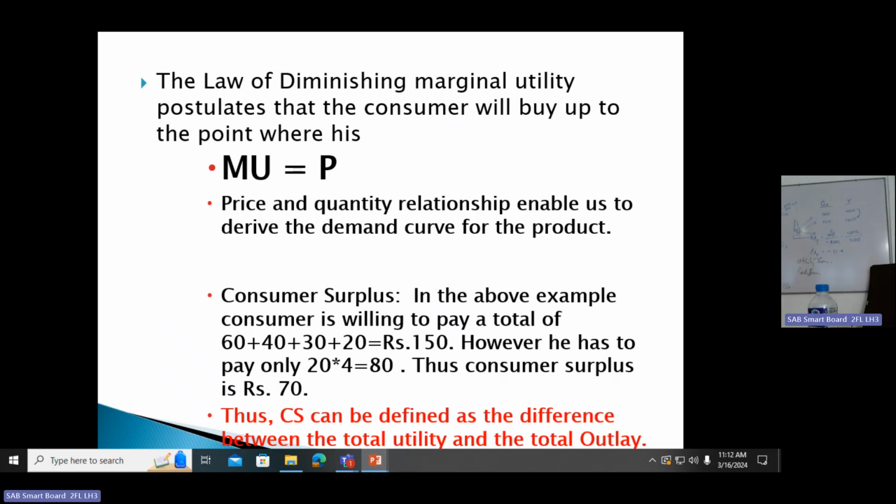So that is the condition we apply here: marginal utility equals price. We explain the consumer, whether he buys or not, depending on this condition. Whether he demands or not. If the utility is higher than the price, he will buy. If the price is higher than the utility, he will not buy. So until marginal utility equals price, he will decide to buy the product.